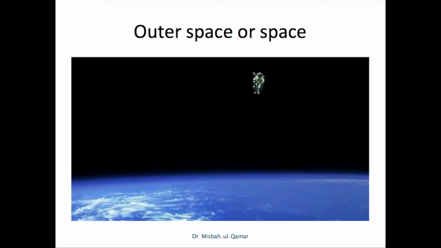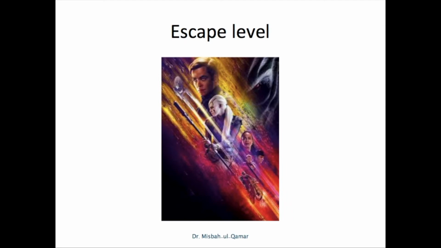I believe that you all are familiar with the idea of outer space. It's a point above sea level where gravitational pull is no longer effective in preventing the molecules from escaping into the true space. And it is also called escape level. The name escape level was coined by the creator of the popular science fiction Star Trek. Now, this escape level is situated approximately 700 kilometers, or you can say 435 miles from the surface of Earth.